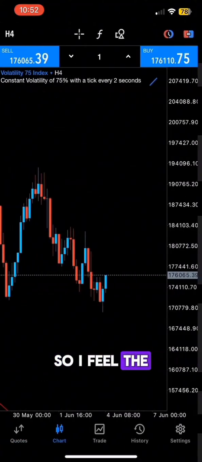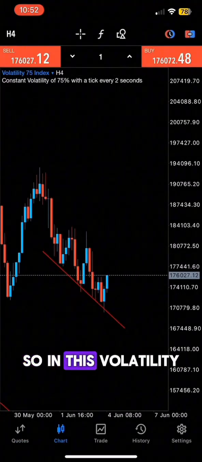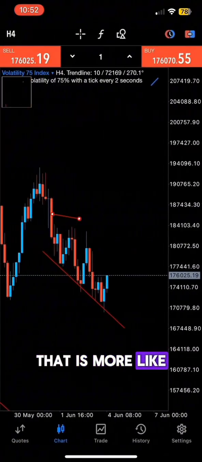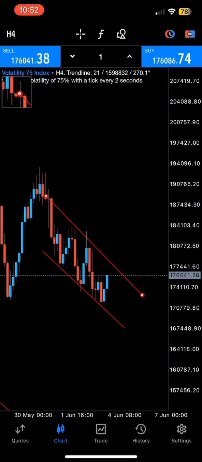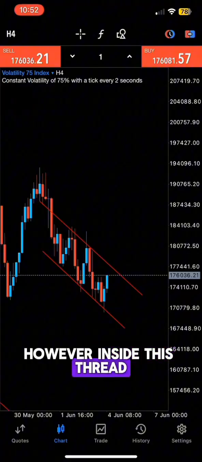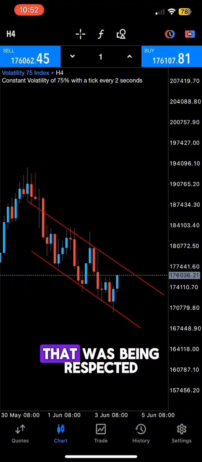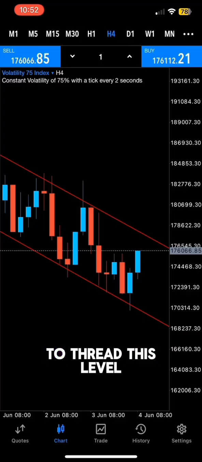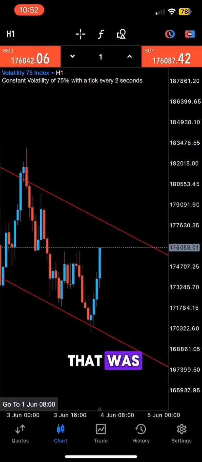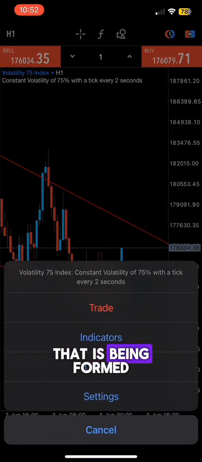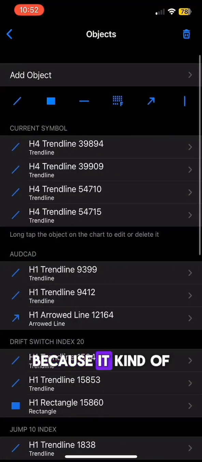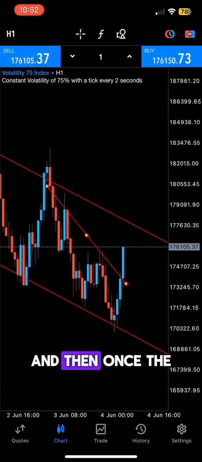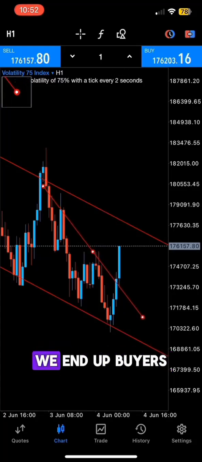So I'll use volatility 75. In this volatility 75, I identified a trade that is more like a falling wedge. However, inside this trade, there was another trend that was being respected. So I'm just going to trade this level. There was this new trend being formed because it kind of broke to the upside, and once the market breaks to the upside, we end up buying.